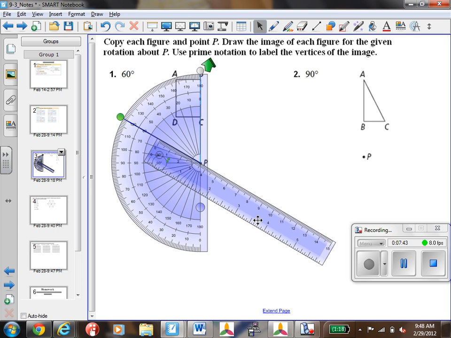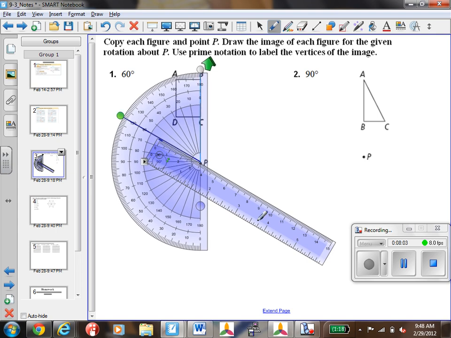Now we have to do this for every single point. So I'm going to do the first one with a measurement, and then the next ones I'm going to do kind of an approximation based on the distance using these lines on the protractor. But if I was making a new C, my new C would be right there.